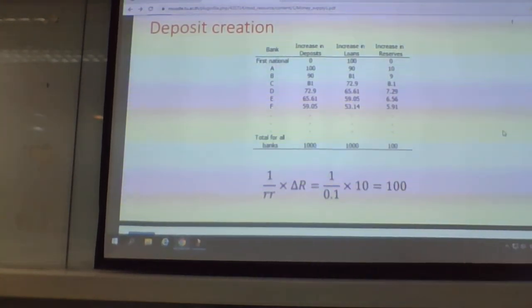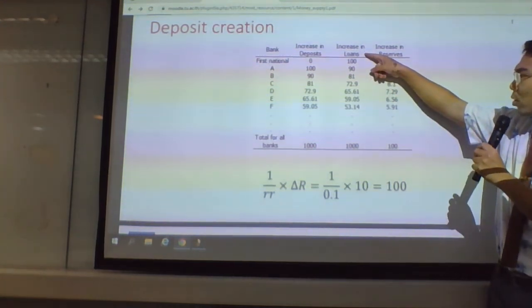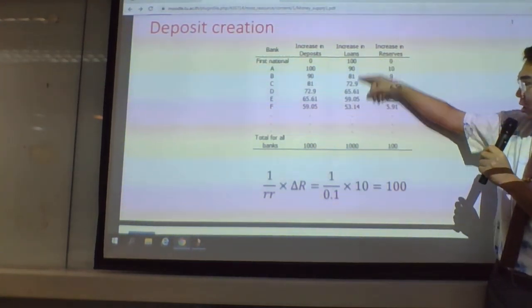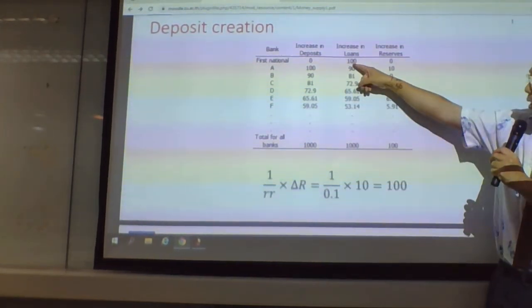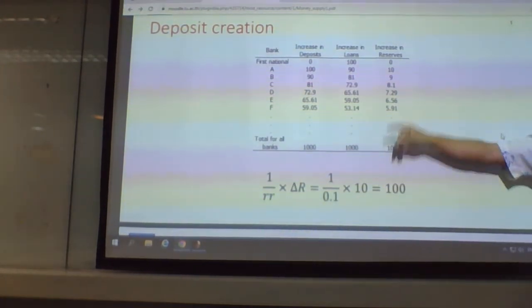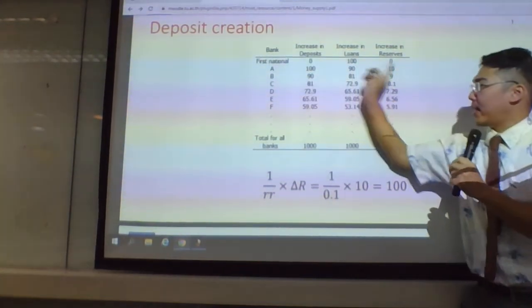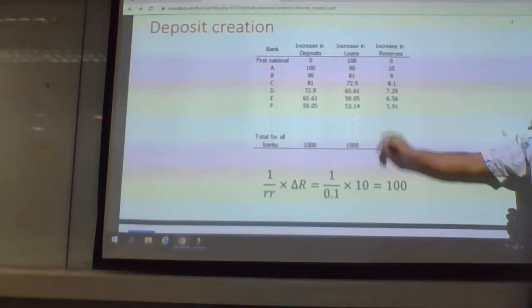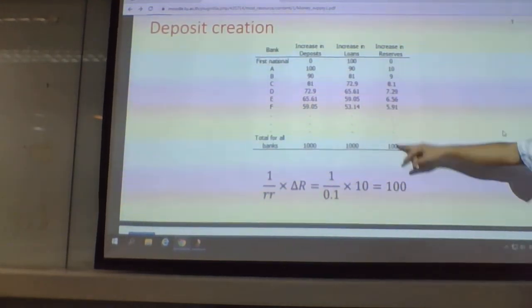So that is the total value that the multiple deposit creation process generates. And for the total value of the loan, you can use 1 over 0.1 multiplied by the 100, so you will end up with 1000. And for this one, you can see that we have the 10 here for bank A. You just multiply 10 by 1 over 0.1, and then you will end up with 100.